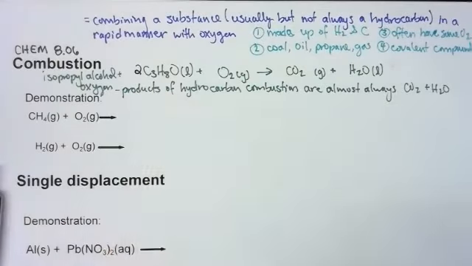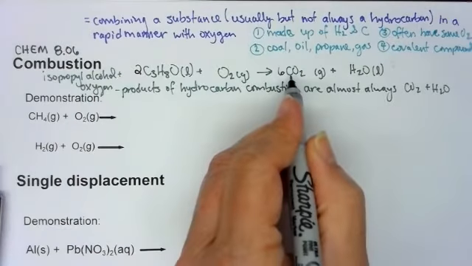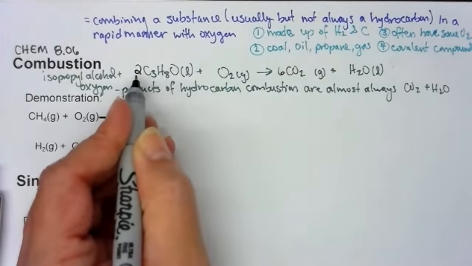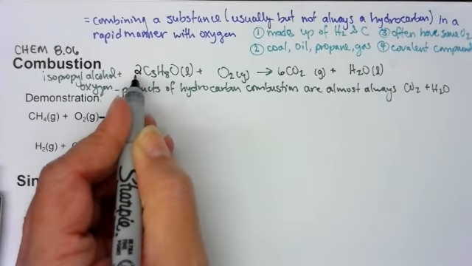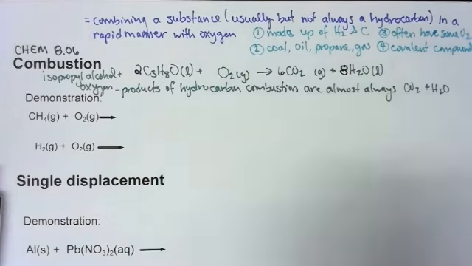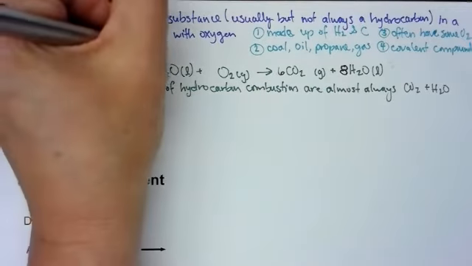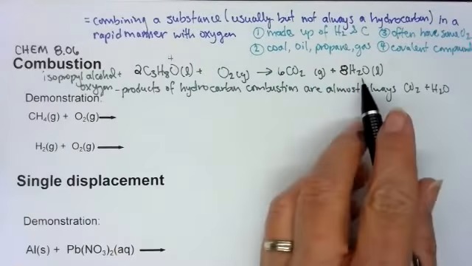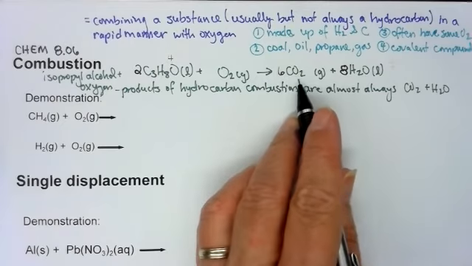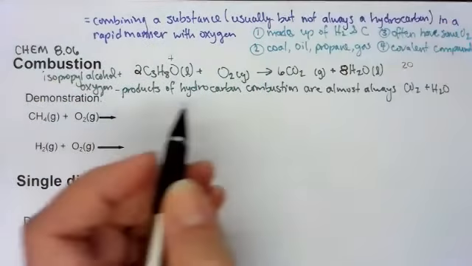So now I have 6 carbon. So I need a 6 in front of my CO2. I have got 16 hydrogen. So I'm going to need to put an 8 out here. All right, let's do another oxygen count. So now I have 4 on this side. And I have 6 times 2 is 12, plus 8, I have 20 oxygen on this side.